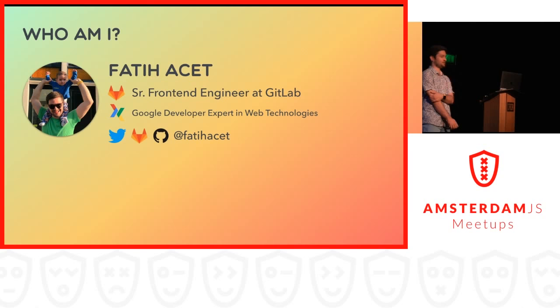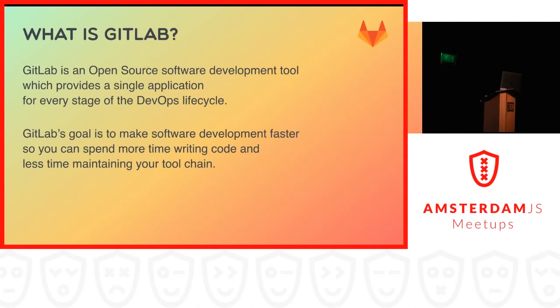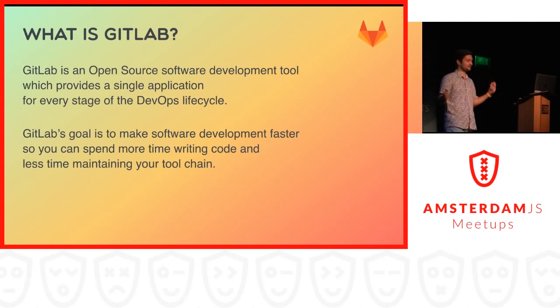So let's talk about what is GitLab. GitLab is an open source software development tool which provides a single application for every step of your DevOps lifecycle. I will tell you what this means. GitLab's goal is to make software development faster, so you can spend more time writing your code and doing your actual stuff, instead of working with the configuration and maintaining stuff.